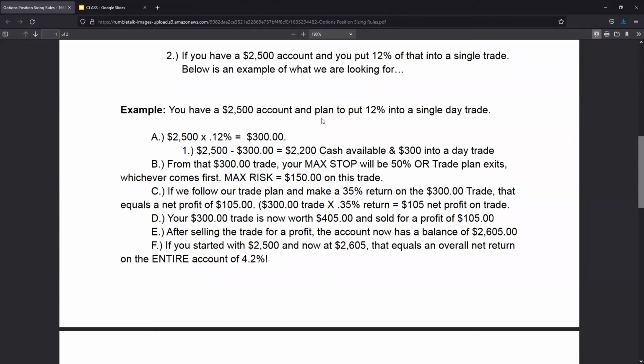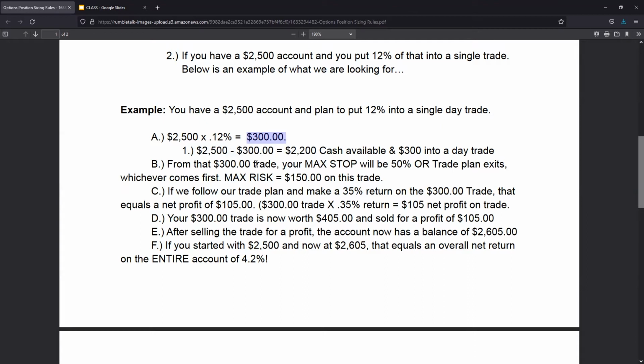Now, what's important here is understanding you're starting with that $2,500. So if you're putting 12% into that account, you guys could see 12% is going to give you about a $300 trade. So with that being said, $2,500 minus $300, now your account is down to $2,200 after initiating this position. You're making a $300 trade on some calls or puts on either one of the major ETFs or a particular stock. Okay, so $300 is 12% of a $2,500 account.